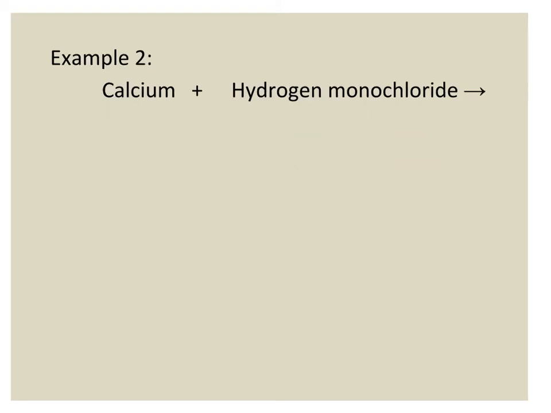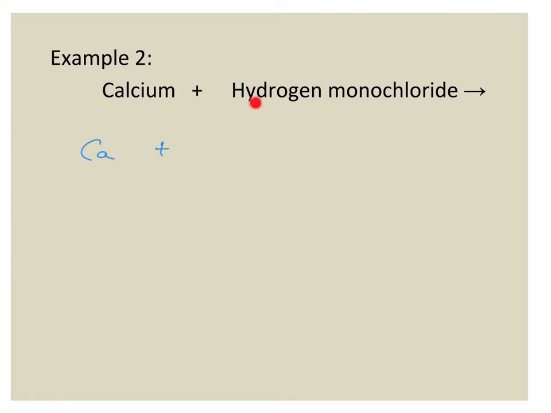Let's try out example 2. Step 1, change the names into formulas. My first name is calcium. Hey, that's an element by itself, so I just write down the symbol. No little numbers, no charge numbers or no subscript numbers. Then I copy down my plus sign.